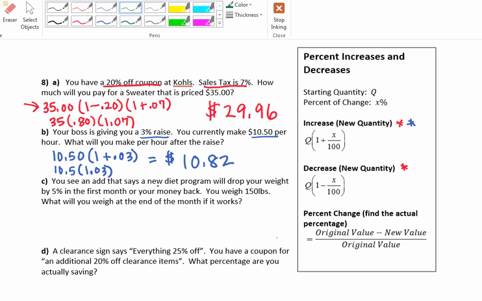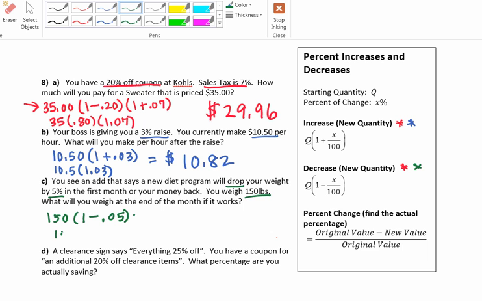You see an ad that says that a new diet program will drop your weight by 5% in the first month or your money back. You weigh 150 pounds. What will you weigh at the end of the month if it works? So 150 pounds is our starting amount. And it says it's going to drop our weight by 5%. That is a decrease. So I should be able to do 1 minus 0.05.